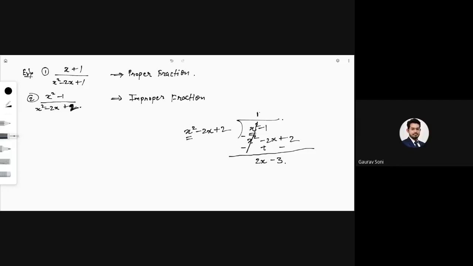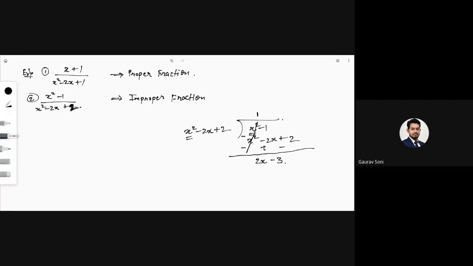x square into 1 क्या होता है? Anything into 1 is? Rohit? Anything into 1 is itself. Yes, sir. So x square minus 2x plus 2 into 1 will be x square minus 2x plus 2.